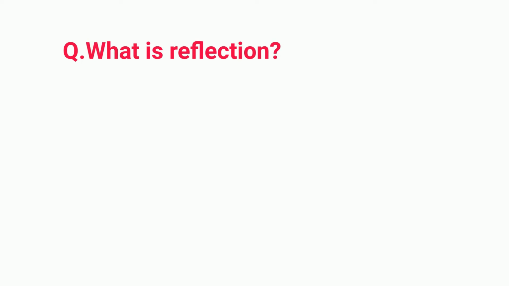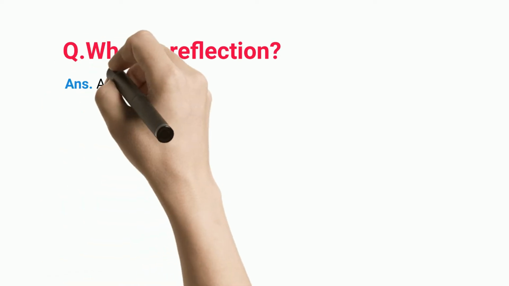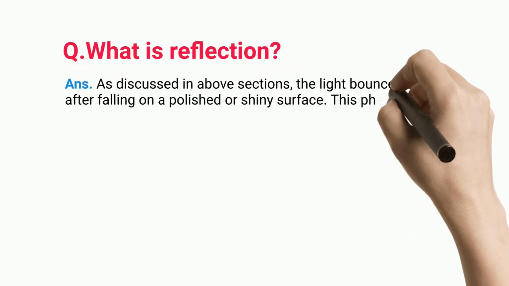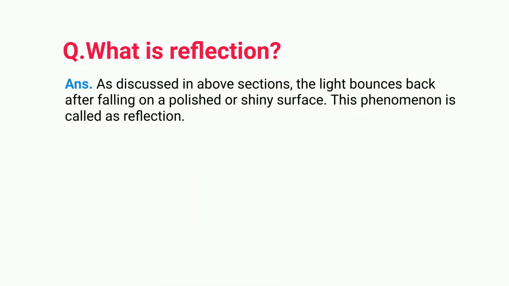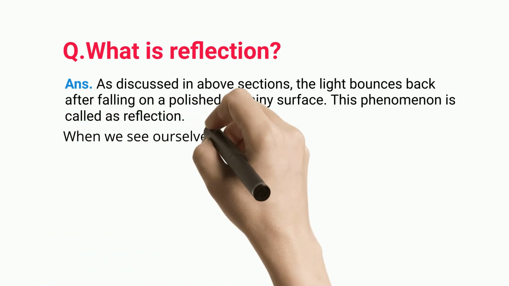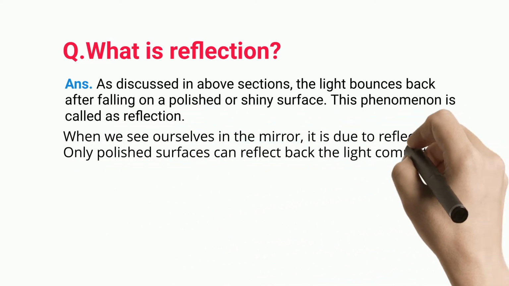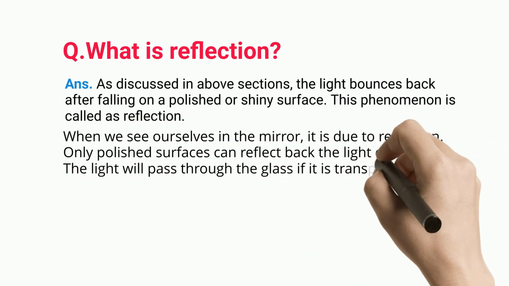What is reflection? As discussed in above sections, the light bounces back after falling on a polished or shiny surface. This phenomenon is called reflection. When we see ourselves in the mirror, it is due to reflection. Only polished surfaces can reflect back the light completely.